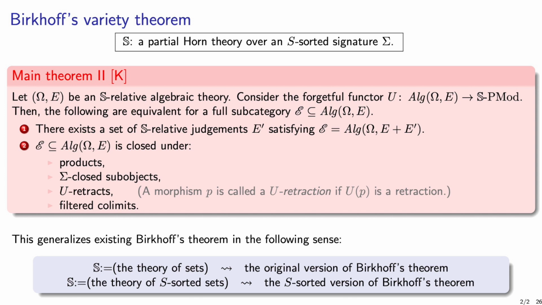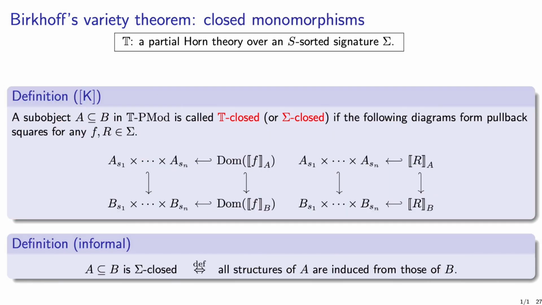In our Birkhoff theorem, we take U as the projective factor. Next, let us define those subobjects. Here we fix an arbitrary Horn theory T and consider the category of models of T. A subobject is called T-closed, or sigma-closed, if the following diagrams form products for any symbols. That is, closeness means that all structures of A are induced from those of B.